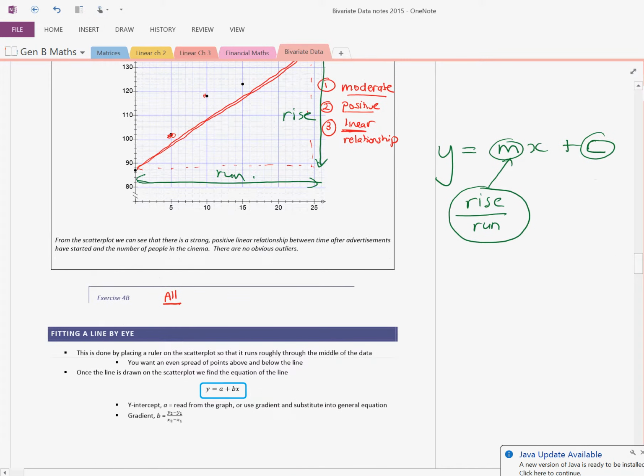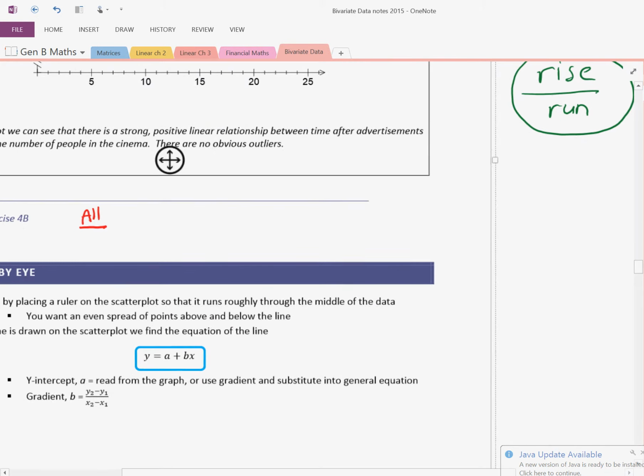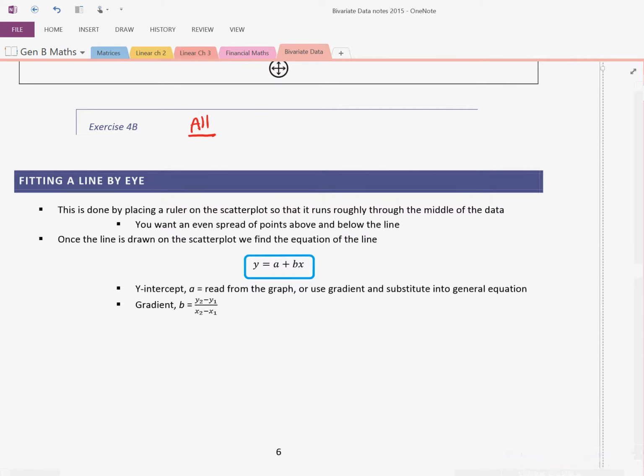So, if we have a look over here, fitting by eye, and I just zoom in a little bit, this is done by placing a ruler on the scatter plot so that it runs roughly through the middle of the data. Now, roughly through the middle, it's not going to be exact. You're not going to get an exact value. If I was ever asking you to fit a line by eye, I couldn't say your line had to be exactly this equation, because you could do a slightly different line with a slightly different gradient. It's an estimation. It's not the best method, but we might certainly ask you in an assessment to fit one by eye.